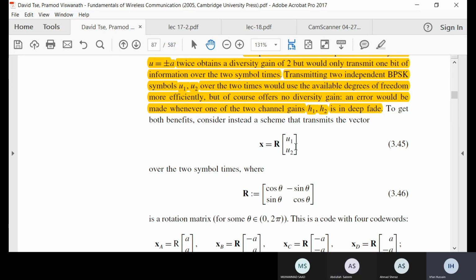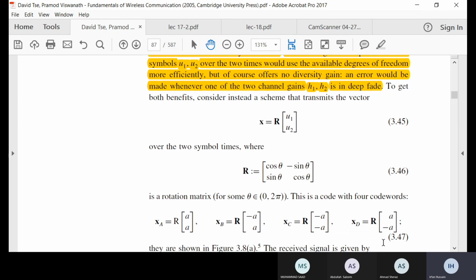So what we do, we send two different symbols, u1 u2, but they are now sent in the form of a vector. This vector is multiplied with this rotational matrix, where theta is some value, and in that way I will get 4 different code words. You will say, how, sir? Now this is a 2 cross 2 matrix. 2 cross 1 multiplication will give you 2 cross 1, so we'll get a 2 cross 1 vector.